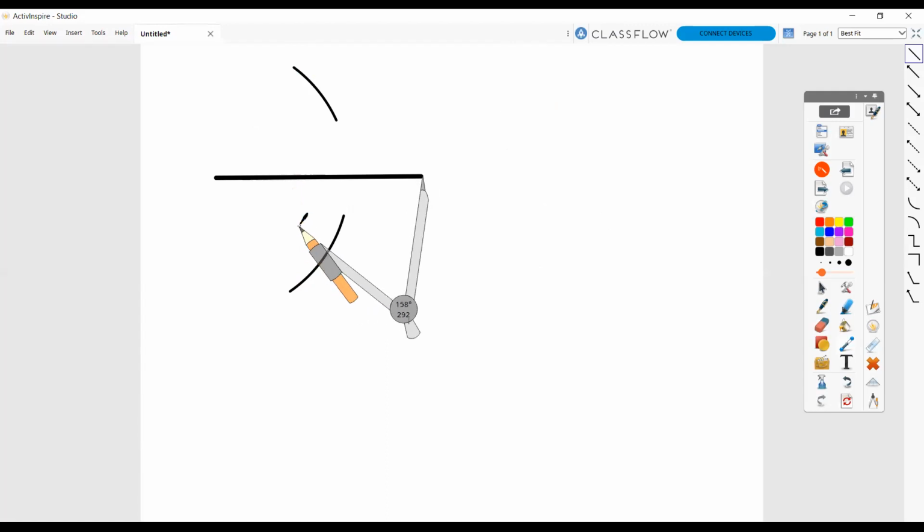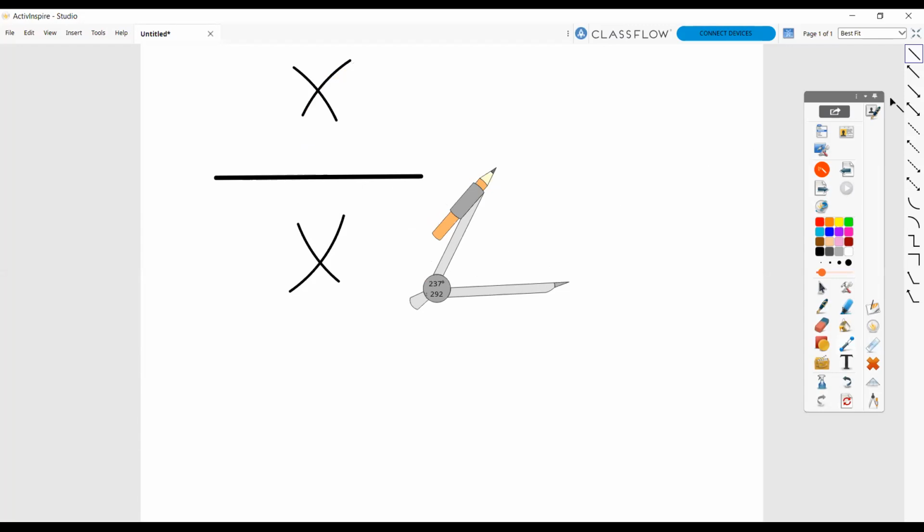Now we have to intersect the first arc like this, right? This is the intersection over here, and at the upper side it is also going to intersect here. So this intersection is done. Now what you need to do is simply make the line which is just passing through these intersections.